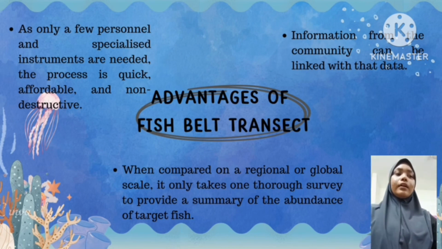Second, when compared on a regional or global scale, it only takes one true survey to provide a summary of the abundance of the target fish. And last, information from the community can be linked with the data.